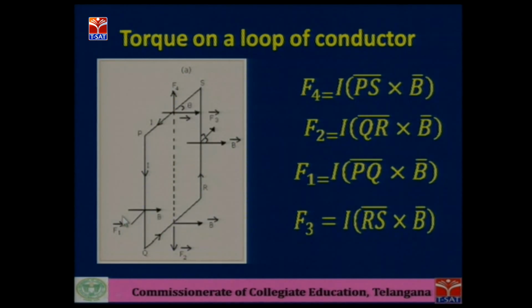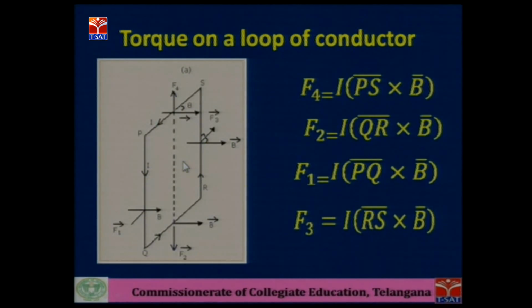Let us look at the forces F1 and F3. F1 is I into PQ cross B, acting in this direction. And F3 is in this way, I into RS cross B. So the direction will be opposite. These two we can say constitute a couple.